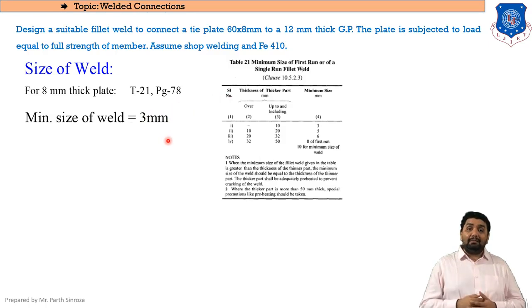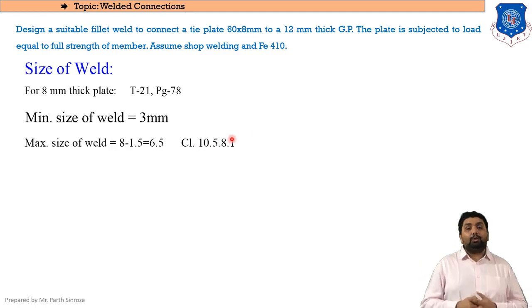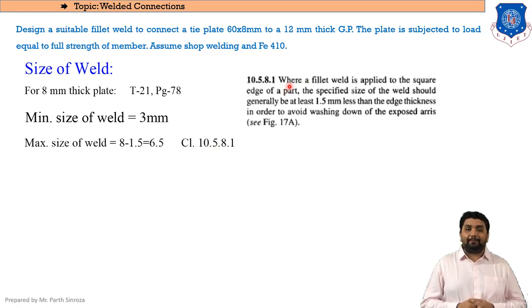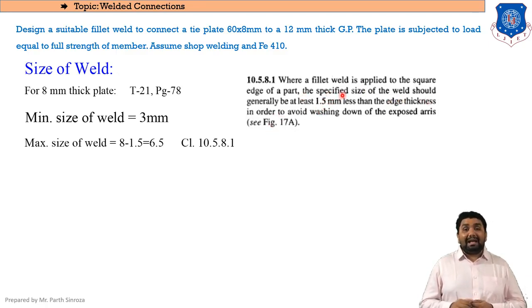Now after finding the minimum size, we always need to find the maximum size. So for maximum size, we need to go to clause 10.5.8.1. Moving on to clause 10.5.8.1, here you can see that where a fillet weld is applied to the square edge of the part, whenever you are applying only fillet weld, then you need to consider this. The specified size of weld should generally be at least 1.5 mm less than the edge thickness. So this is our equation. Here the equation is mentioned in the form of a statement. So keep in mind, it is said that it should be at least 1.5 mm less than the edge thickness.